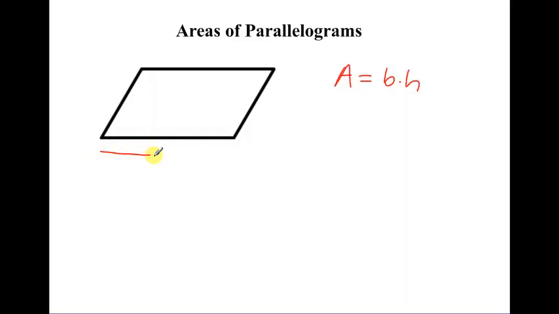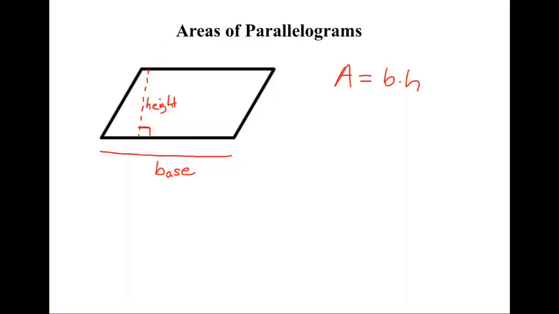The base of a parallelogram is the distance across one of the sides. The height, however, is not one of the sides. It is the distance running from one side to the opposite side, hitting at a right angle. That's your height. Be careful about that. A common mistake is to use one of the slanted sides as the height. You need to make sure you always have that right angle.